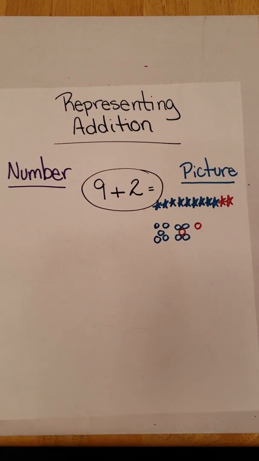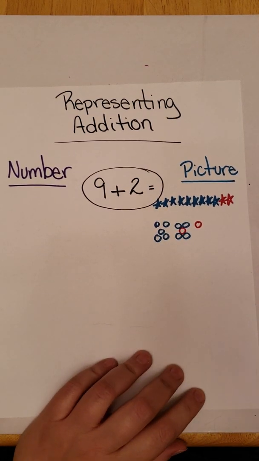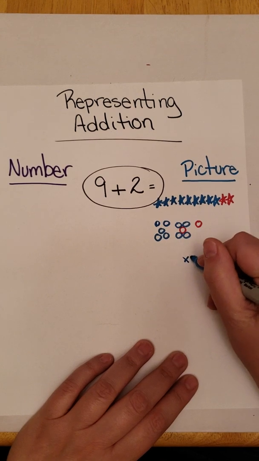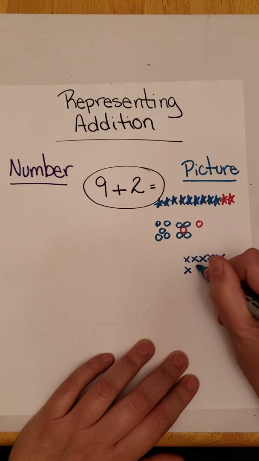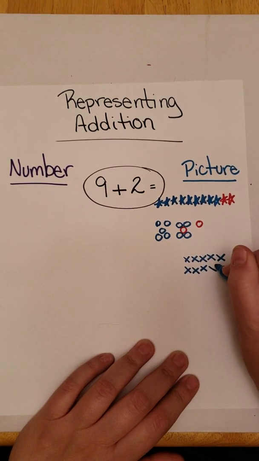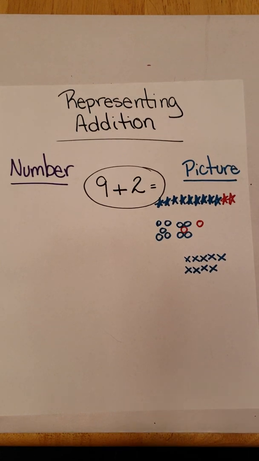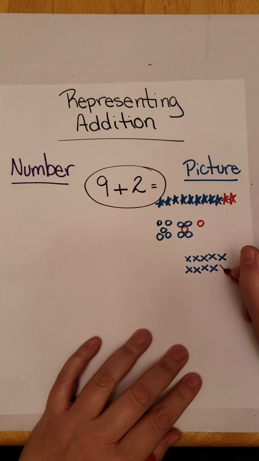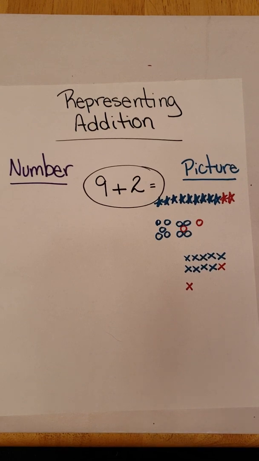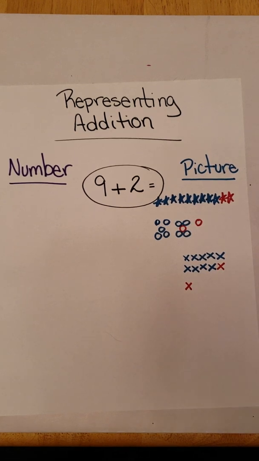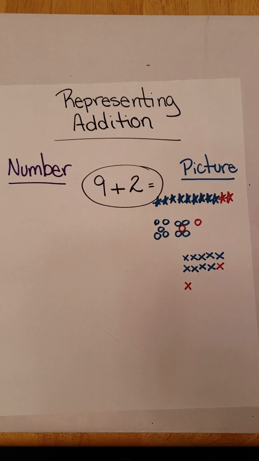What else could I do here? What if I did this? 1, 2, 3, 4, 5, 6, 7, 8, 9. And then I added together with it my 2 extra things. 1, 2. There's a lot of cool ways that I can put together 9 and 2 more things using picture representations.